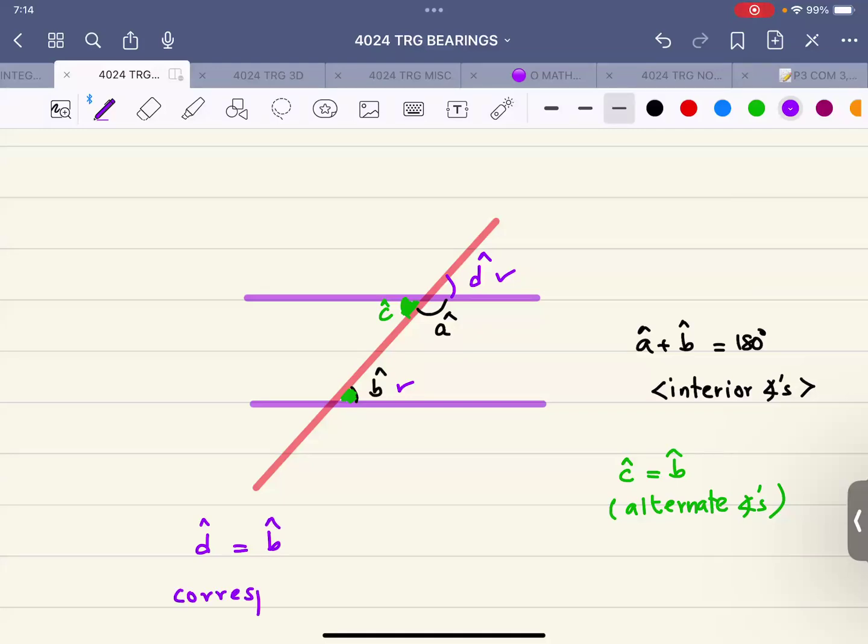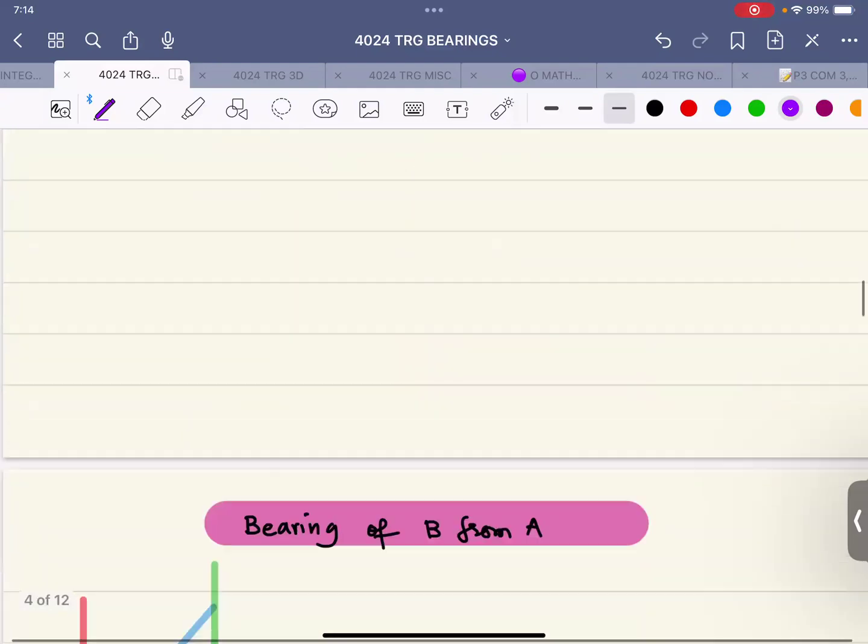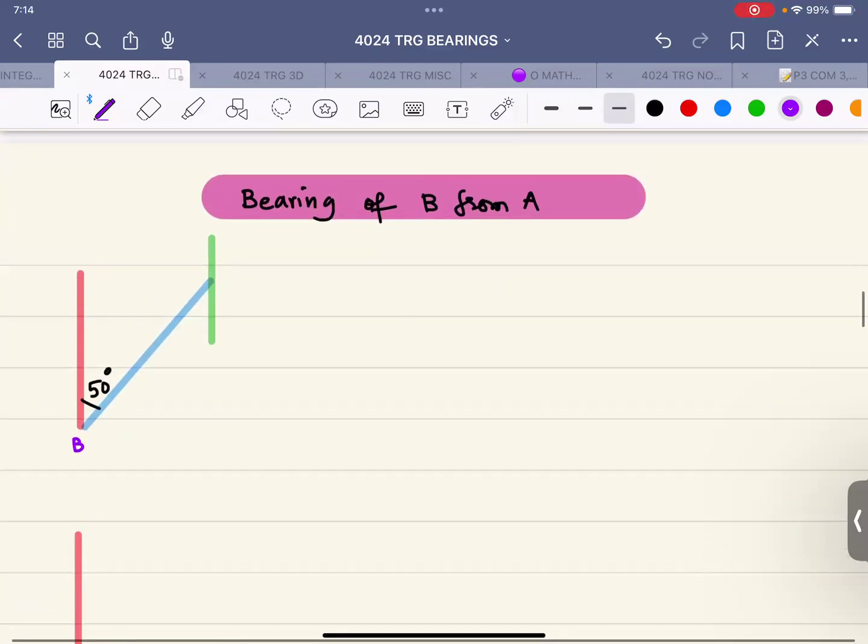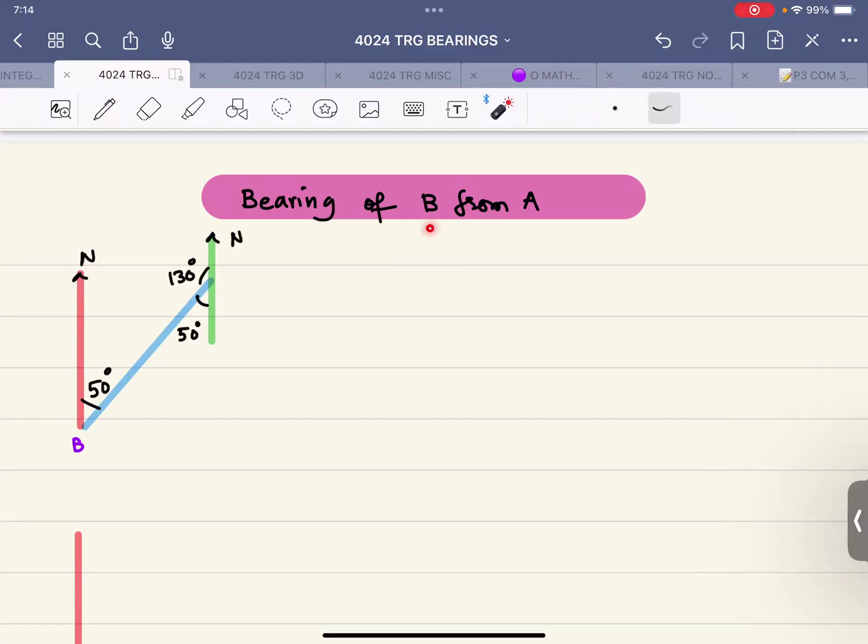Now, some of these angles will be used in the next page. So over here, first of all, let me label everything. If this is 50, therefore this is 50. Therefore, this is 130. This is north, this is north. Bearing of B from A. So this is B, this is A. Let me label this thing as A.